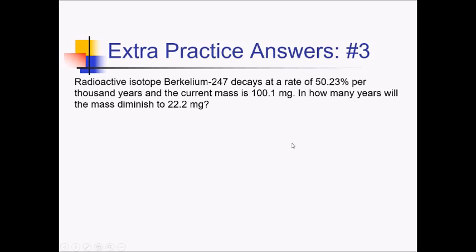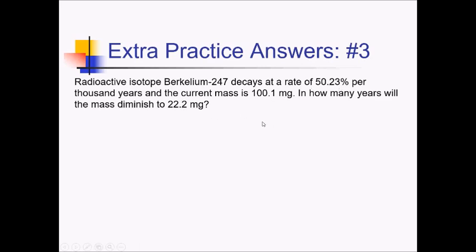For this problem, we have the isotope berkelium-247 decaying at a rate of 50.23 per thousand years. So that's almost the half-life they're giving us, but not quite, so it'll be a little bit off if you just try to do standard half-life. Current mass is 100.1 milligrams. In how many years will this diminish to 22.2?